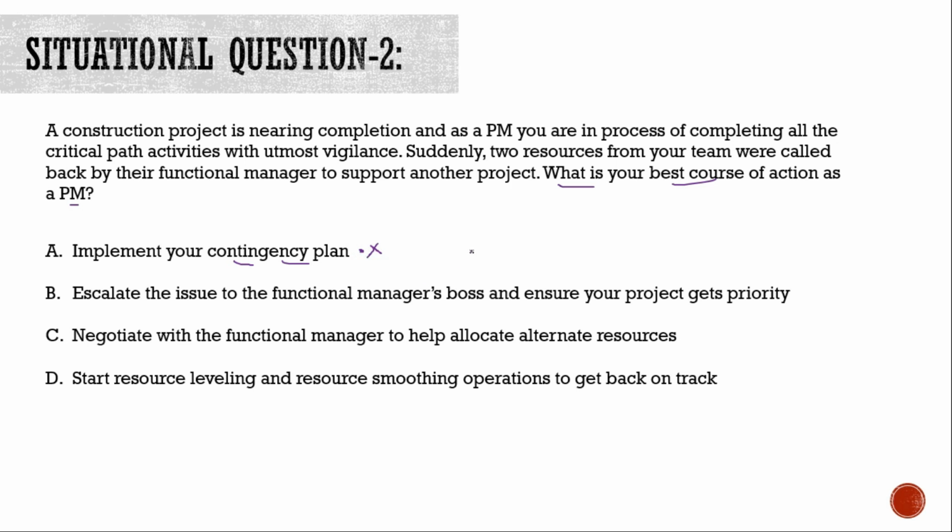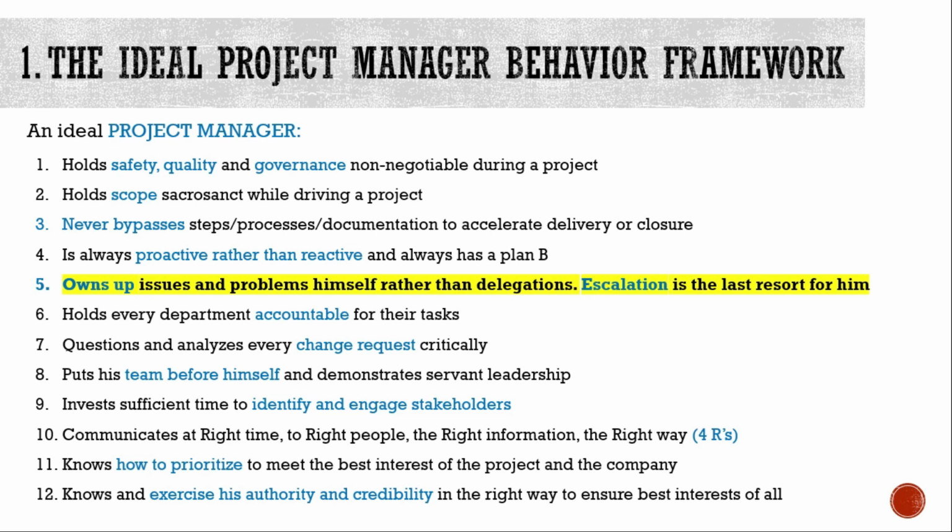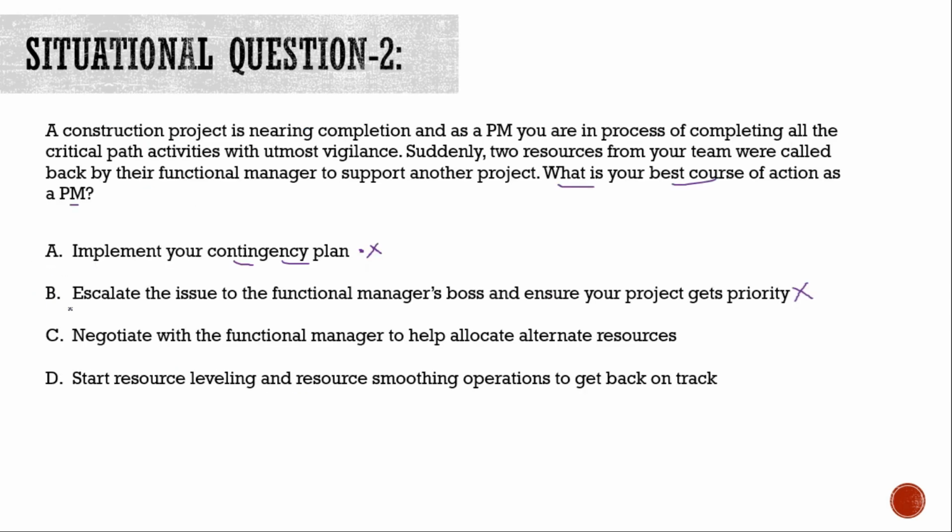Option B, escalate the issue to functional manager's boss and ensure your project gets priority. Okay, that is also a wrong option, guys, because if you see the ideal project manager behavior framework, you will see that a good project manager always owns up issues and problems himself rather than delegating. Escalation is the last resort for him. And here in this option, what you are essentially trying to do is escalating as a first step, which is not recommendable. So that is why this option is outright a wrong option. Okay, so option A and option B are eliminated.